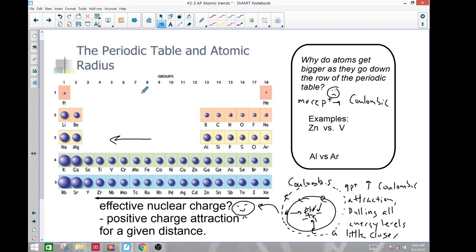Keep in mind Coulomb's law is force equals a constant, the charge on the proton on the nucleus, and then the charge on the other one is a negative charge. So this whole charge is clumped into one piece. So that thing keeps going up and up and up every time you add a proton. This is where the trends of the periodic table aren't really about the trends. They're about the interaction of the protons and electrons mainly.